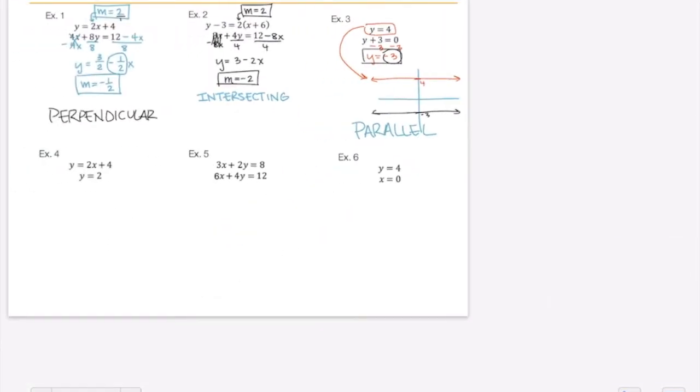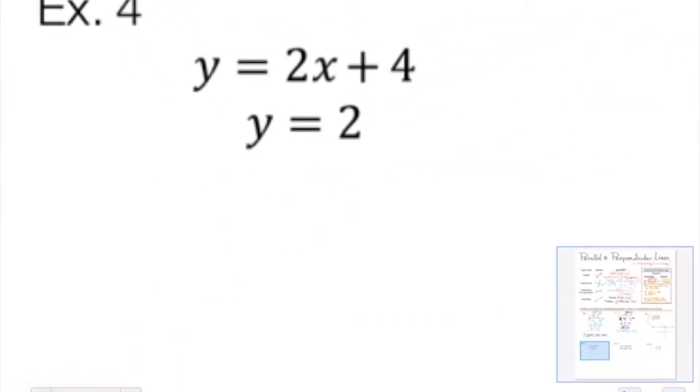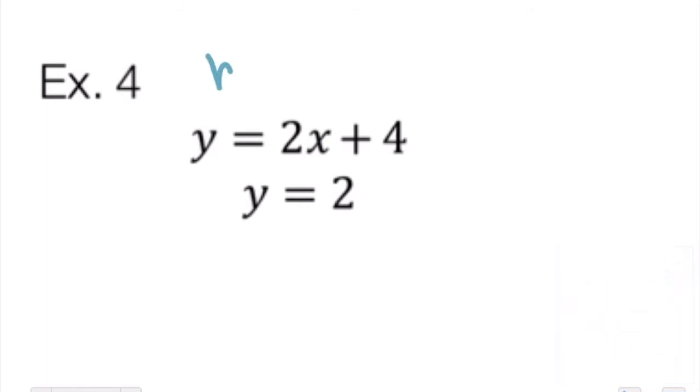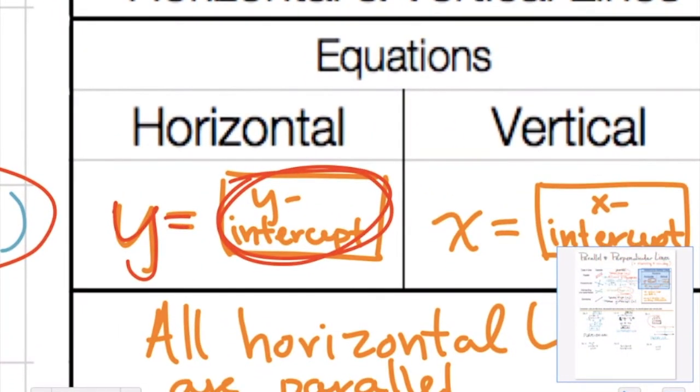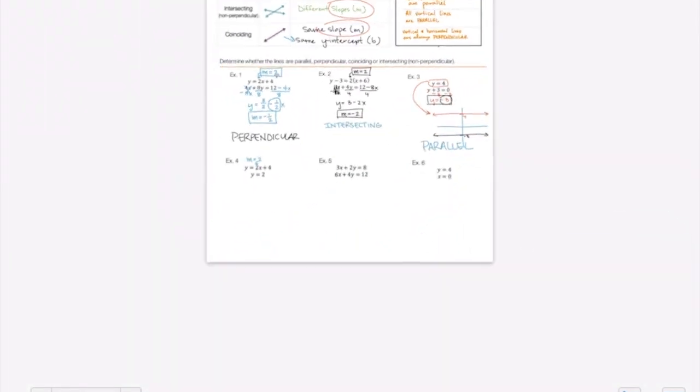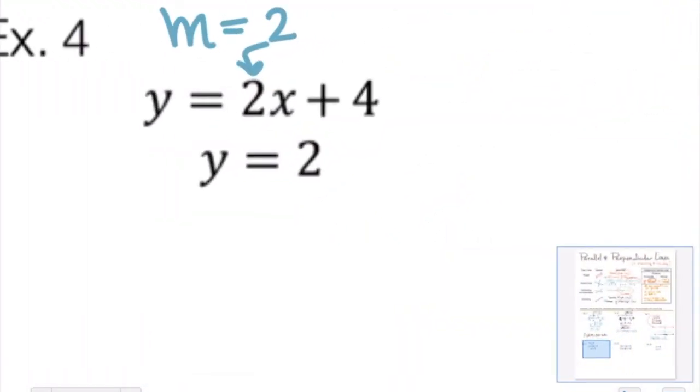All right, let's move on. So for example 4, we've got a slope of 2 for our first equation. It's in slope-intercept form. And then be really careful. A lot of students would say that the 2 right here is the slope of that second line. But remember, from our table, it's y is equal to, not the slope, but y is equal to the y-intercept. So that 2 right there is our b value.